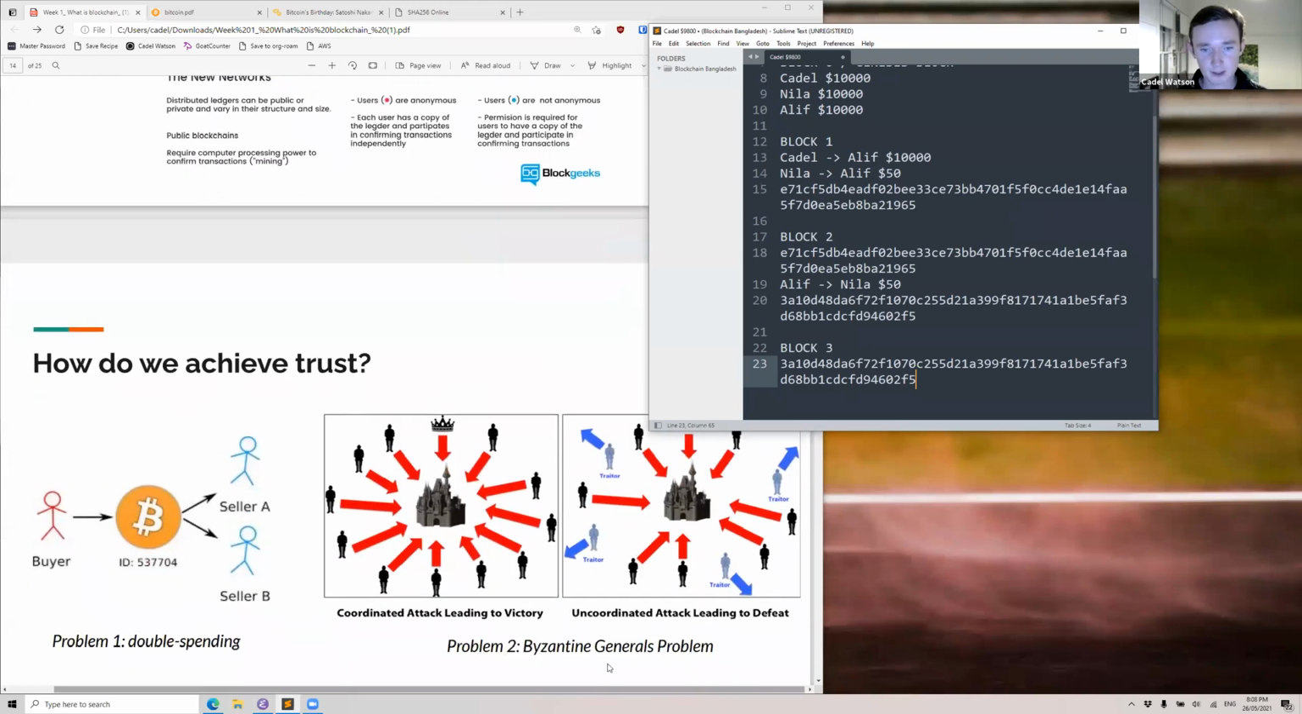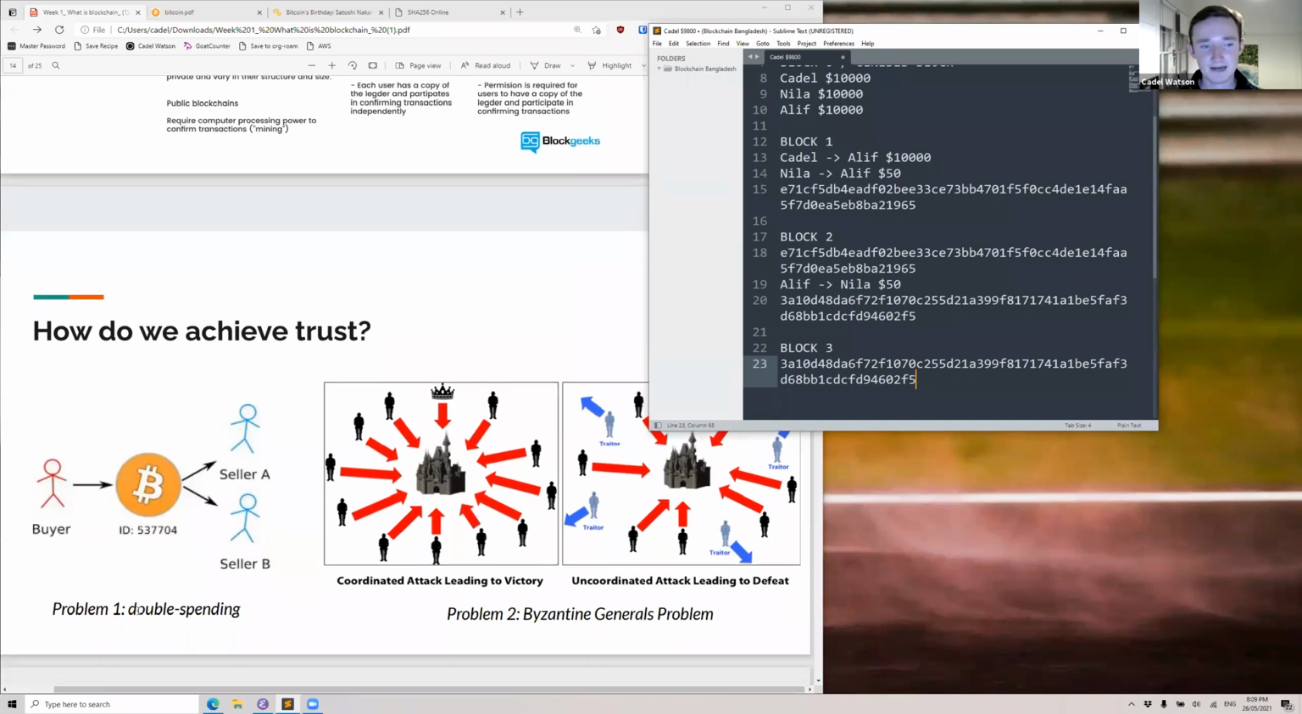There are a couple of problems with just this naive sharing of the ledger. If I transfer my money to Aleph and I send that to everyone and say, add it to your ledger, that's all well and good. But I can start to do bad things. The first problem that we have is called double spending.